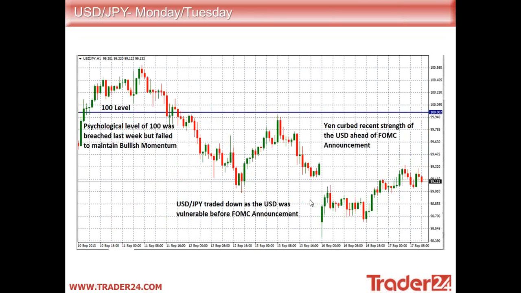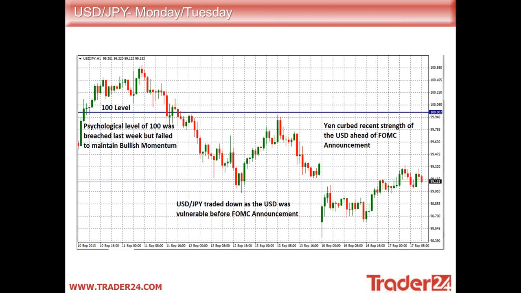Looking at the dollar-yen, last week we saw the psychological level of 100 being breached and broken, but it somehow failed to maintain its bullish momentum. So once it broke the 100 barrier, it didn't stay above that. Like the previous time it broke it and went up to 103, but this time it failed to stay above in a bullish move, and the dollar came back down and the yen strengthened.